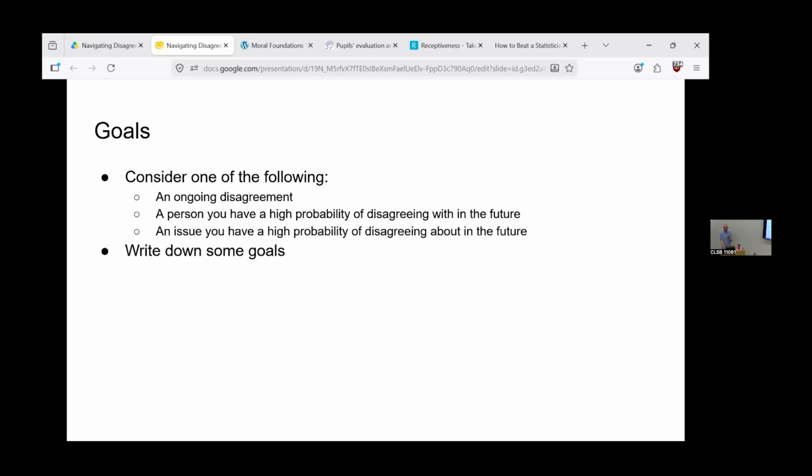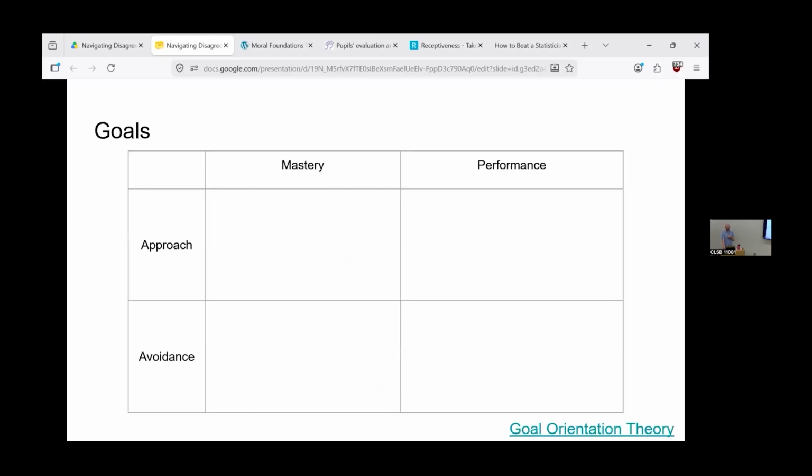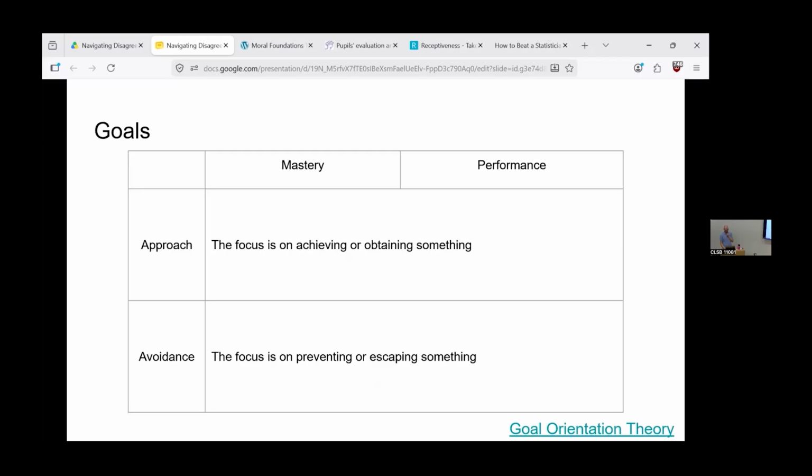I'm not going to ask you to share your goals, but I'm not going to leave the topic of goals just yet. So I want to talk about types of goals. I want to talk about the columns of this 2x2 table first. We have mastery and performance. Mastery goals are focused on mastering a skill. Performance goals are focused on performance relative to others. On the rows, we have approach and avoidance. Approach goals focus on achieving or obtaining something, and avoidance goals focus on preventing or escaping something.